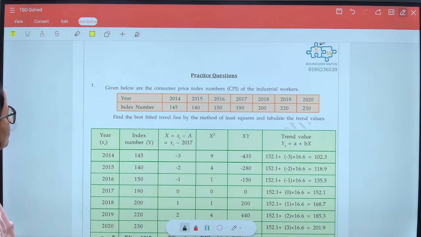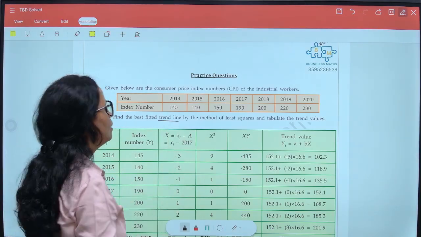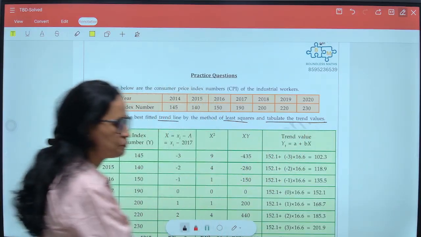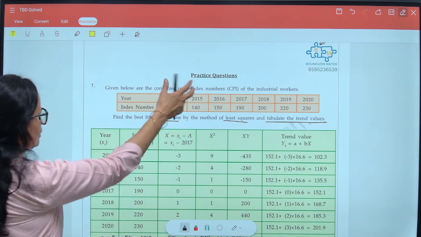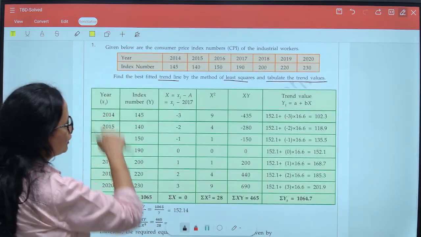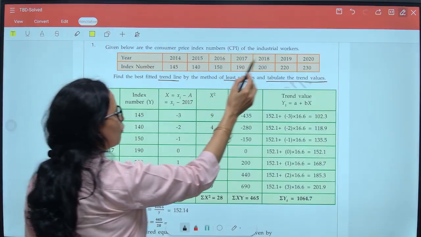The first question says, given below are the consumer price index numbers for industrial workers. Find the best fitted trend line. You have to find the trend line equation by the method of least squares and tabulate the trend values also. Fine. So first step, again you need to make a vertical table for the values given to you. Count the number of years, 1, 2, 3, 4, 5, 6, 7.